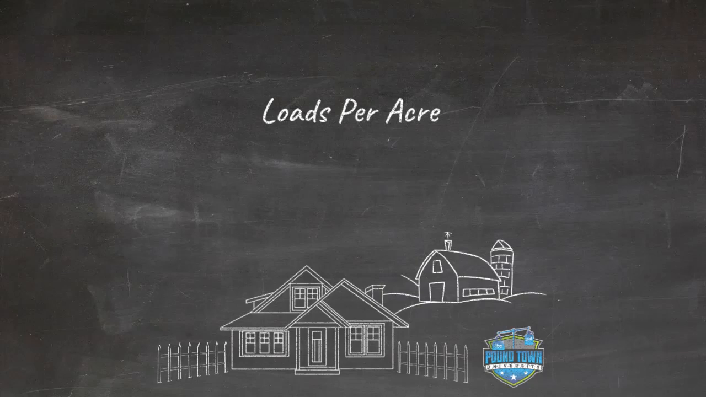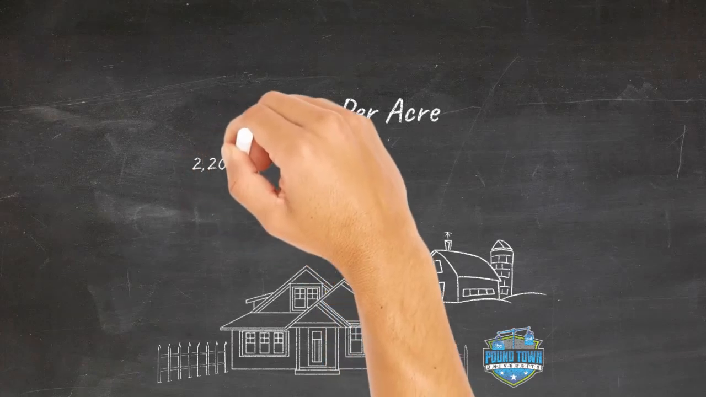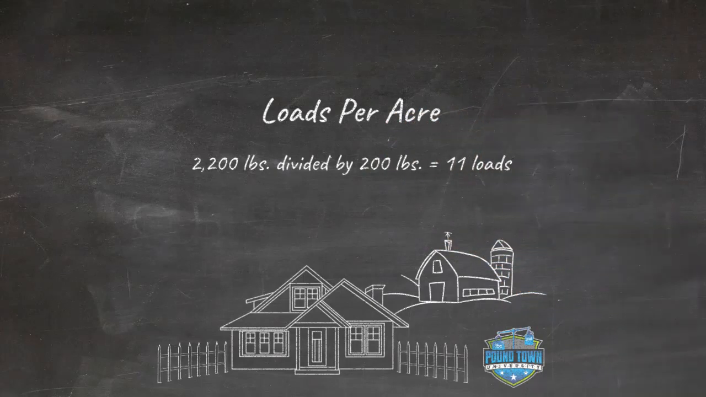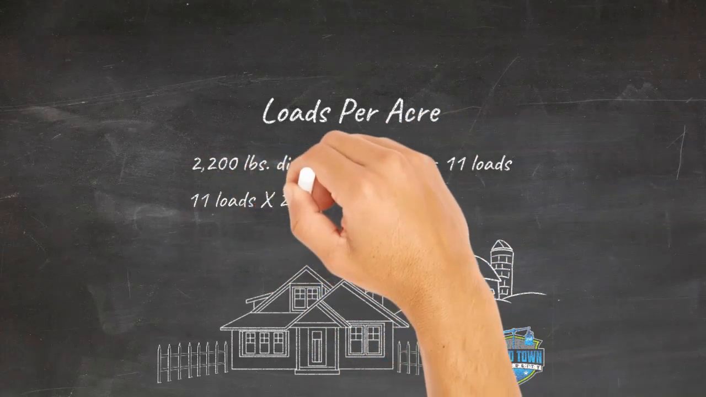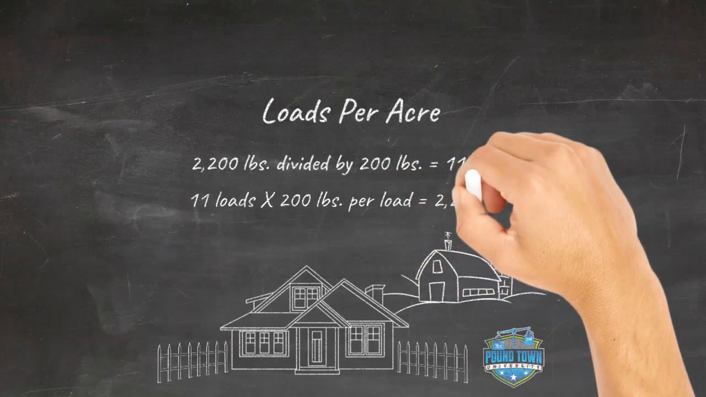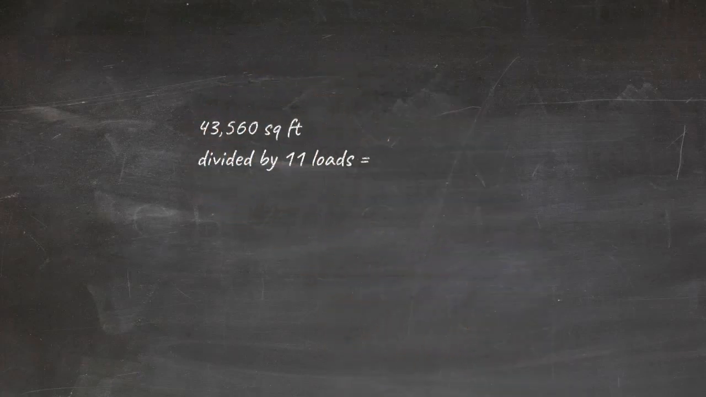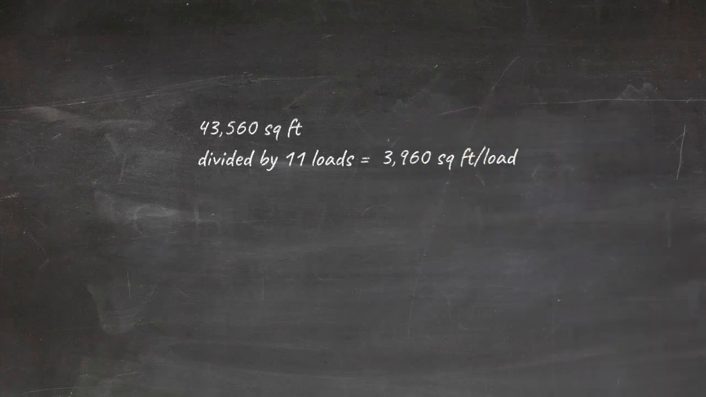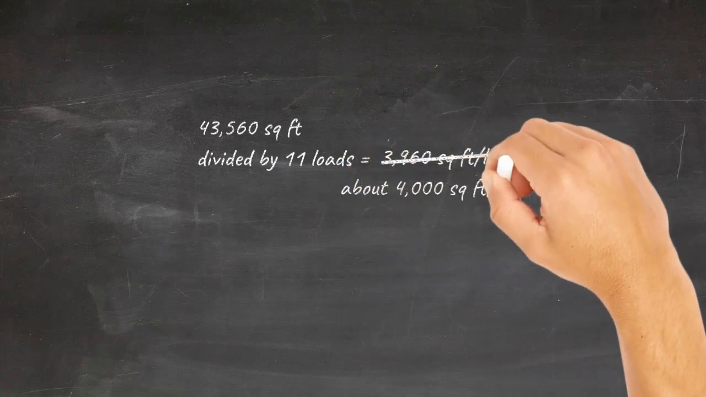To figure how many loads we'll need per acre, we simply take our target application rate of 2,200 pounds per acre divided by our machine's mulch capacity of 200 pounds: 11 loads. We'd need 11 loads at 200 pounds per load to achieve our target rate of 2,200 pounds per acre. Now, to factor our target coverage per load, we would just take 43,560 square feet or 1 acre and divide it by 11 loads. 3,960 square feet per load. So, roughly, or about 4,000 square feet per load.